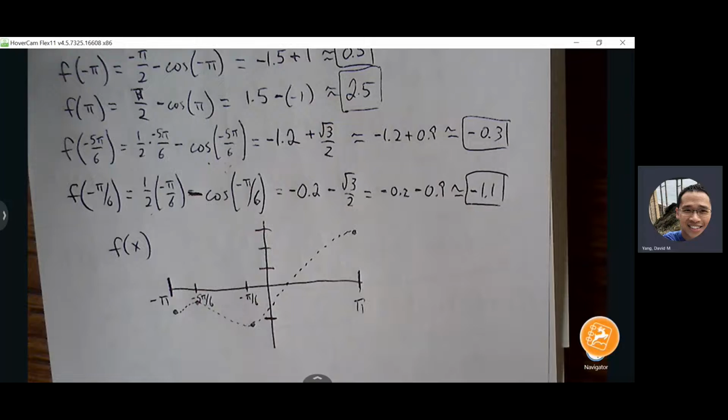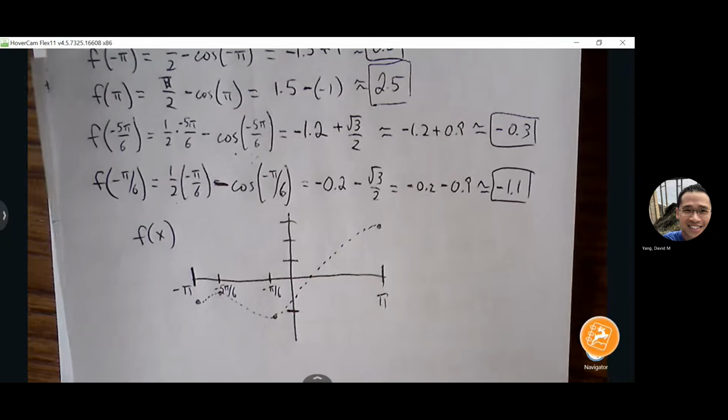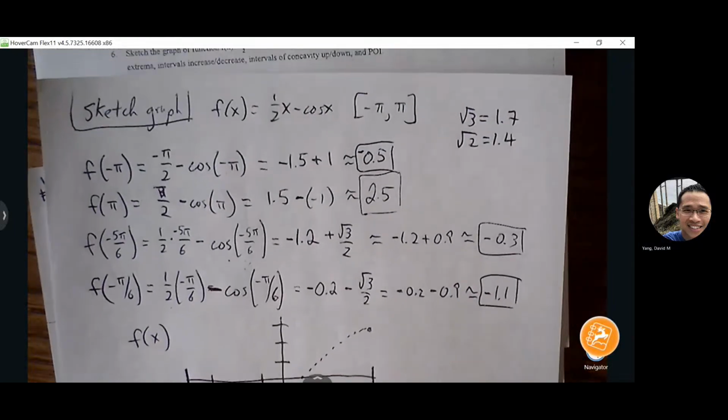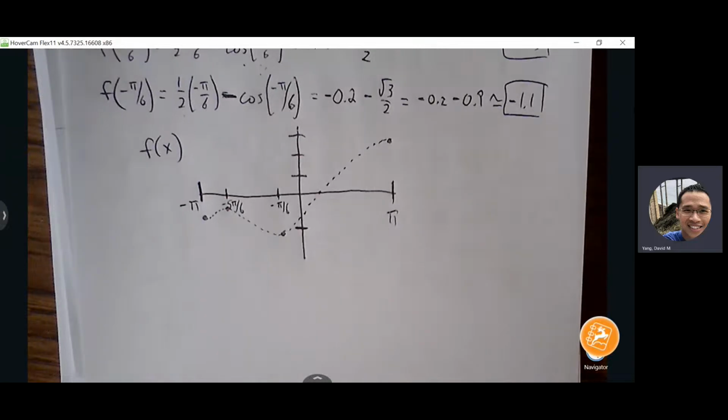Okay, that's my first run-through sketch of the graph. Now I'm going to go back, look at the second derivative, and see if I can give it more detailed curvature along the path. Right now my graph is just based off of my slope sign line. Questions?